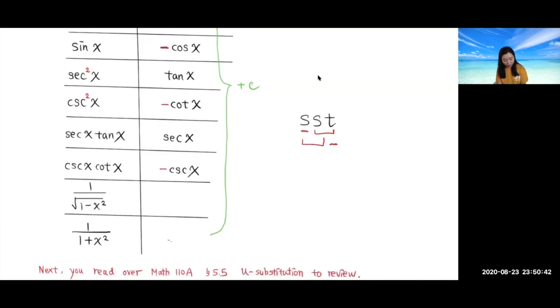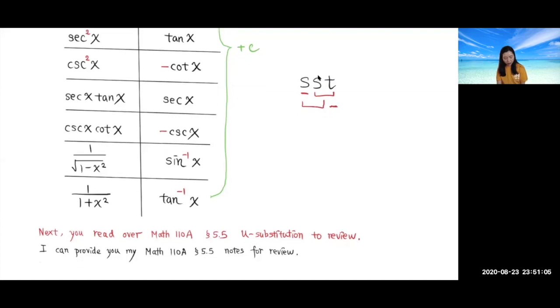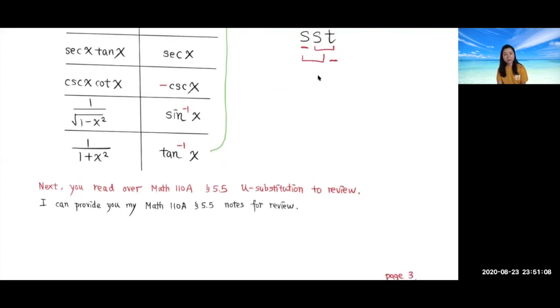Now, what function will differentiate to give you this? That will be inverse sine of x. And what about the last one? That will be inverse tangent of x. So I have done this quick review for you, and if you need more detail, you probably want to read over the corresponding section of the book.